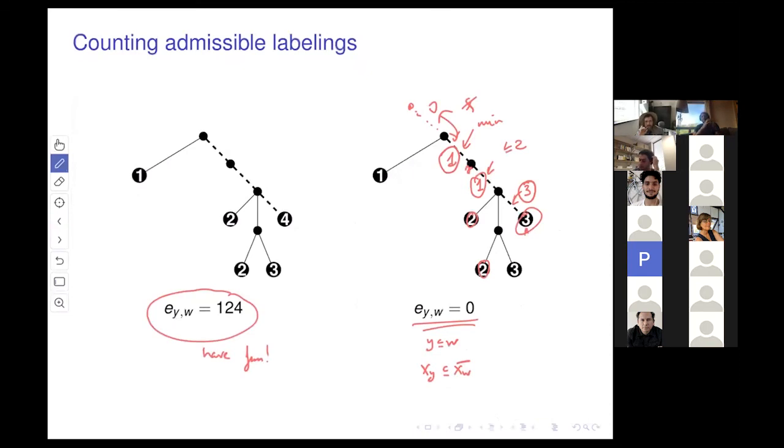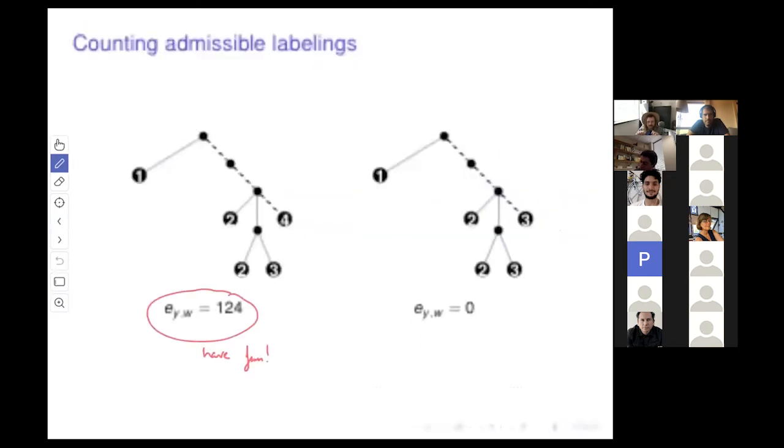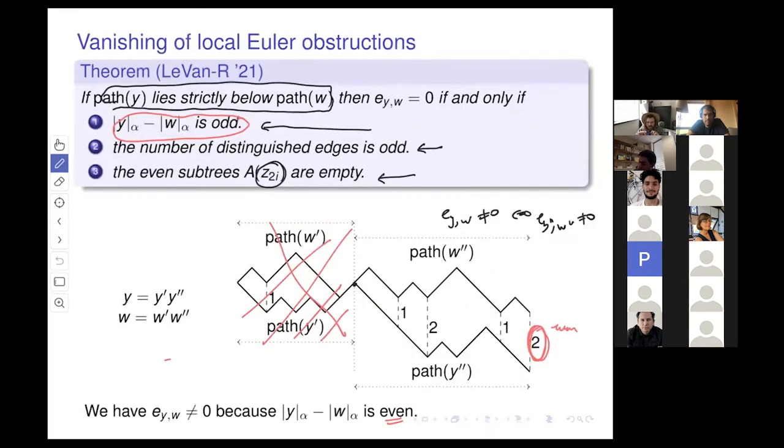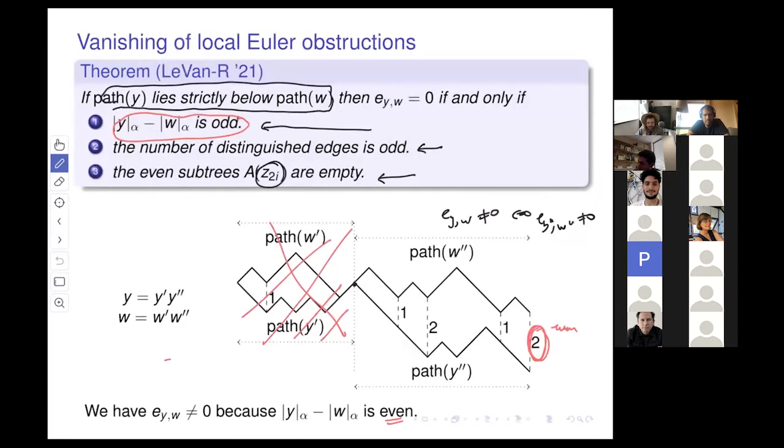Okay, so what I'm telling you is that there's an easy to check combinatorics that determines this Euler obstruction. And maybe just make one more comment.